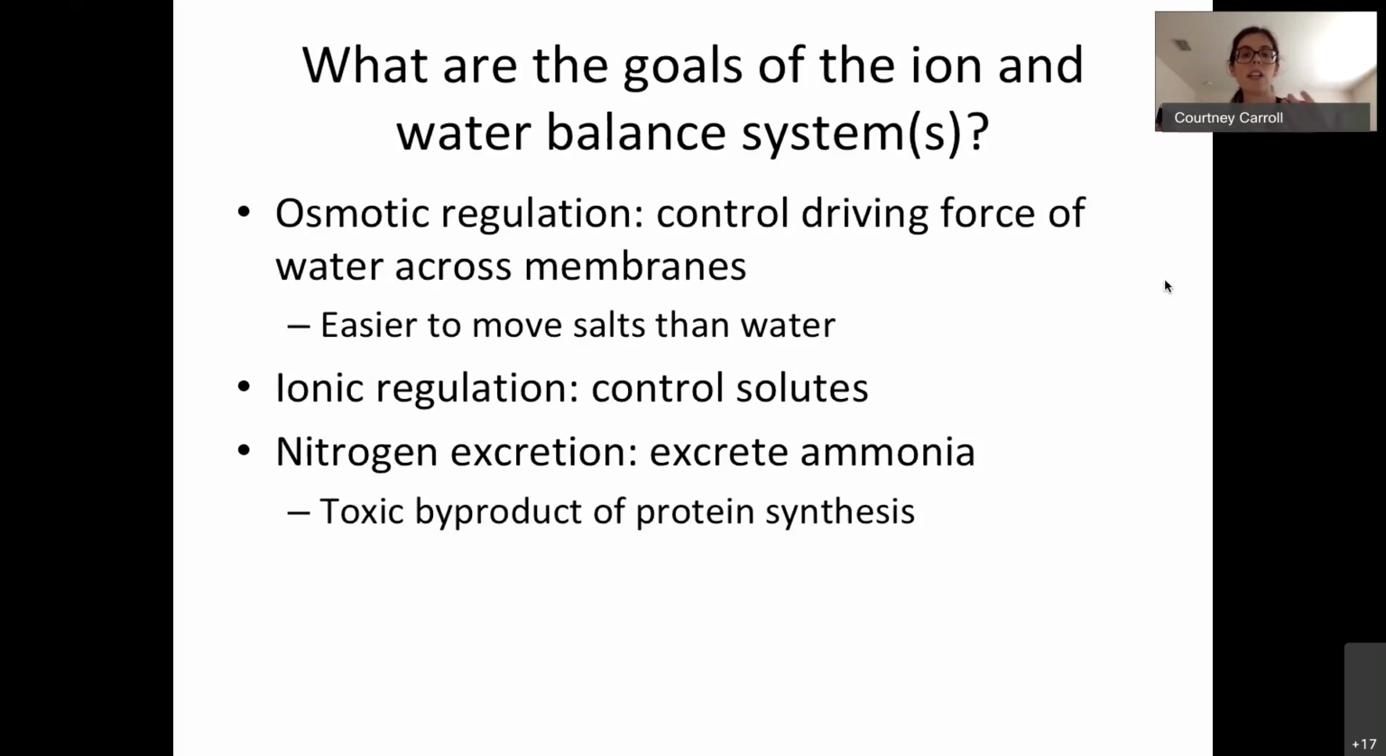So the other goal that they need to have is ionic regulation. So again, controlling the salts.